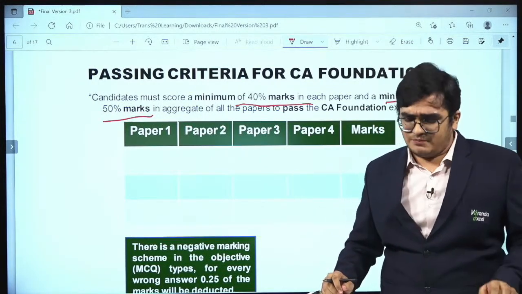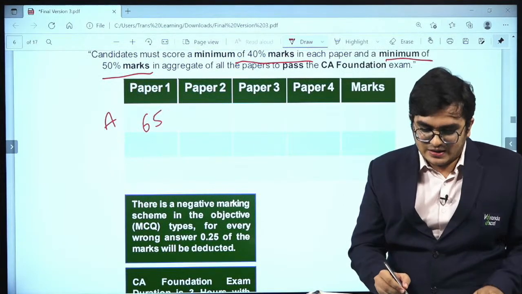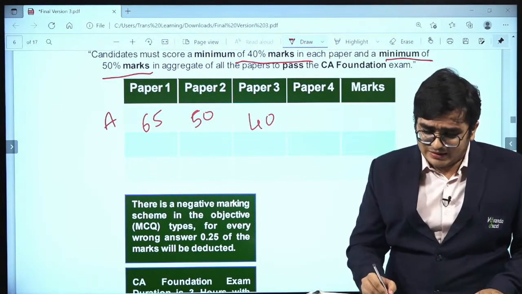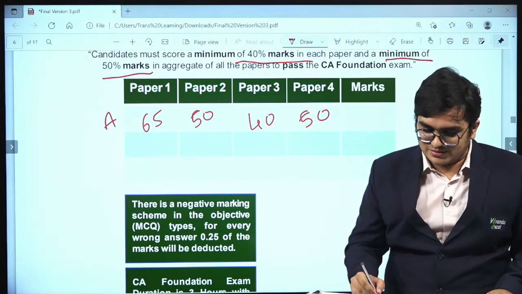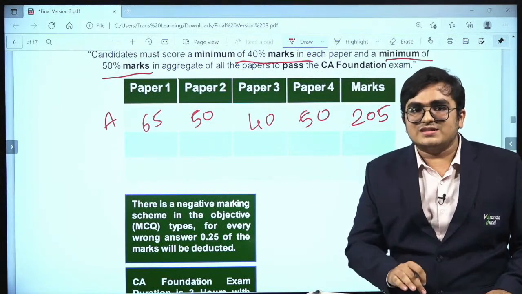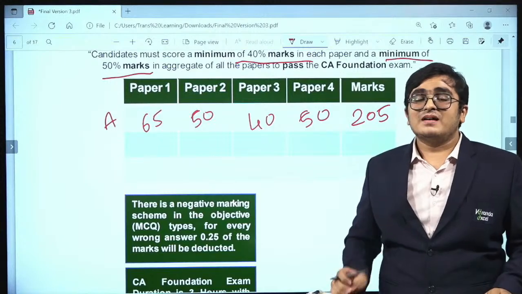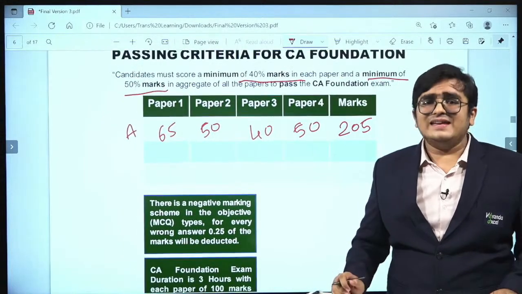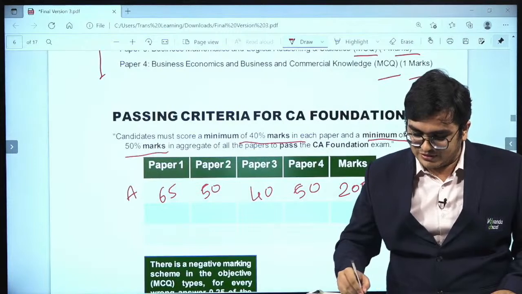Now let's understand this with an example. Let's say I have student A. He has scored 65 in paper 1, 50 in paper 2, 40 in paper 3 and 50 in paper 4. So what will be his total? His total will be 205 marks. Now let's look at the individual subjects: 65, 50, 40 and 50. That means he has cleared the 40% threshold. Next, let's see the total marks. He has scored 205, so he has cleared the 50% threshold. That's why student A has cleared his CA foundation exams.